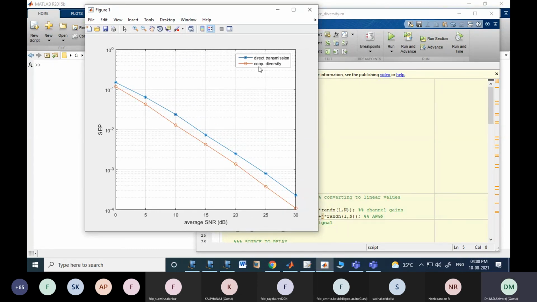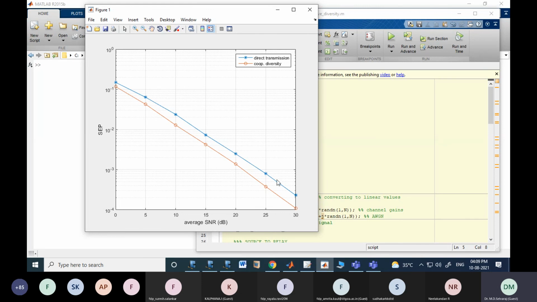So this red line is the cooperative diversity. This blue line is direct communication without involving a relay. You can check whatever we said, only the values are different. For example, at 10 to the power of -3, the cooperation requires only 21 dB, whereas this one requires 24 dB. That means a 3 dB difference. 3 dB means half of the power. So a direct transmission requires 3 dB more power than the cooperative diversity.